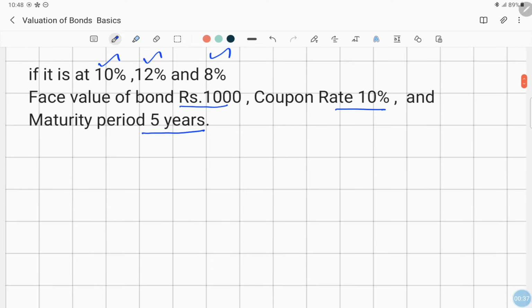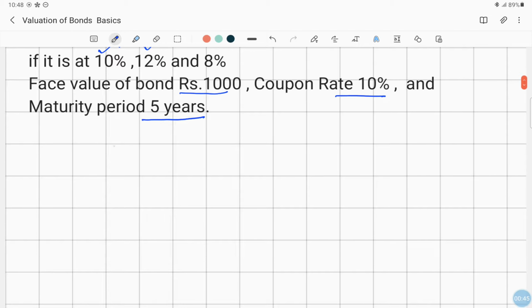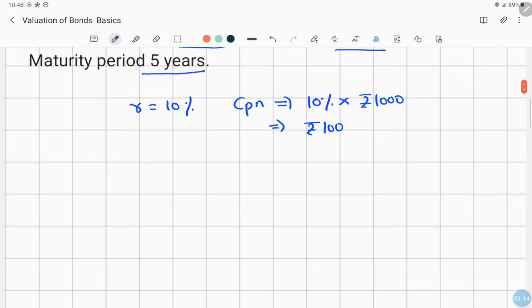So we'll be working with the help of the table that we have done in the earlier session. So let us draw the table. First we'll be calculating for the required rate of return, which is nothing but r, that is 10%. And the coupon rate that we have been given is also 10%. So we can find the coupon amount. The coupon amount is nothing but the coupon rate into the face value of the bond. So 10% into 1000 gives us a coupon of rupees 100. So first we'll be calculating with the required rate of return of 10%.